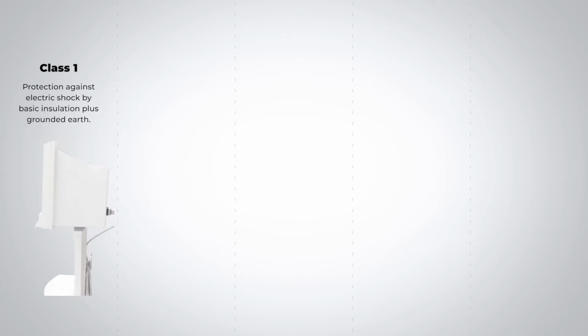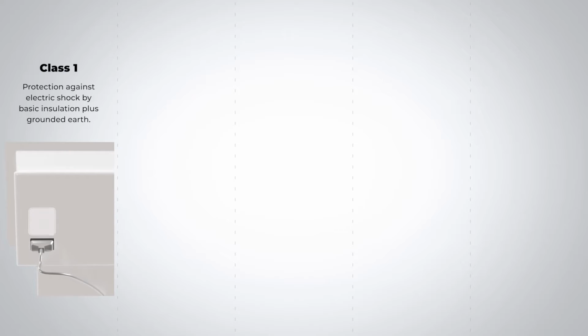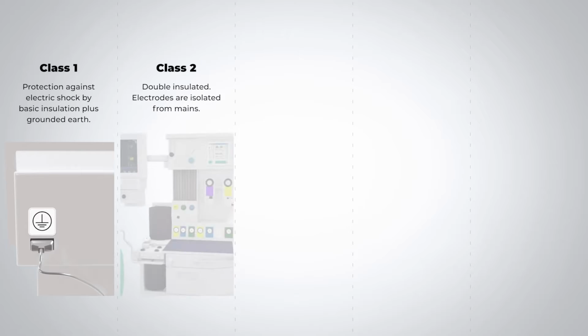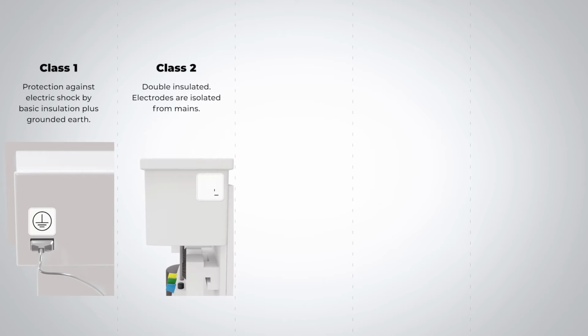Let's look at the different classes of equipment. Class 1 equipment offers protection against electric shock by basic insulation plus grounded earth. Class 2 is double insulated. Electrodes are isolated from mains.